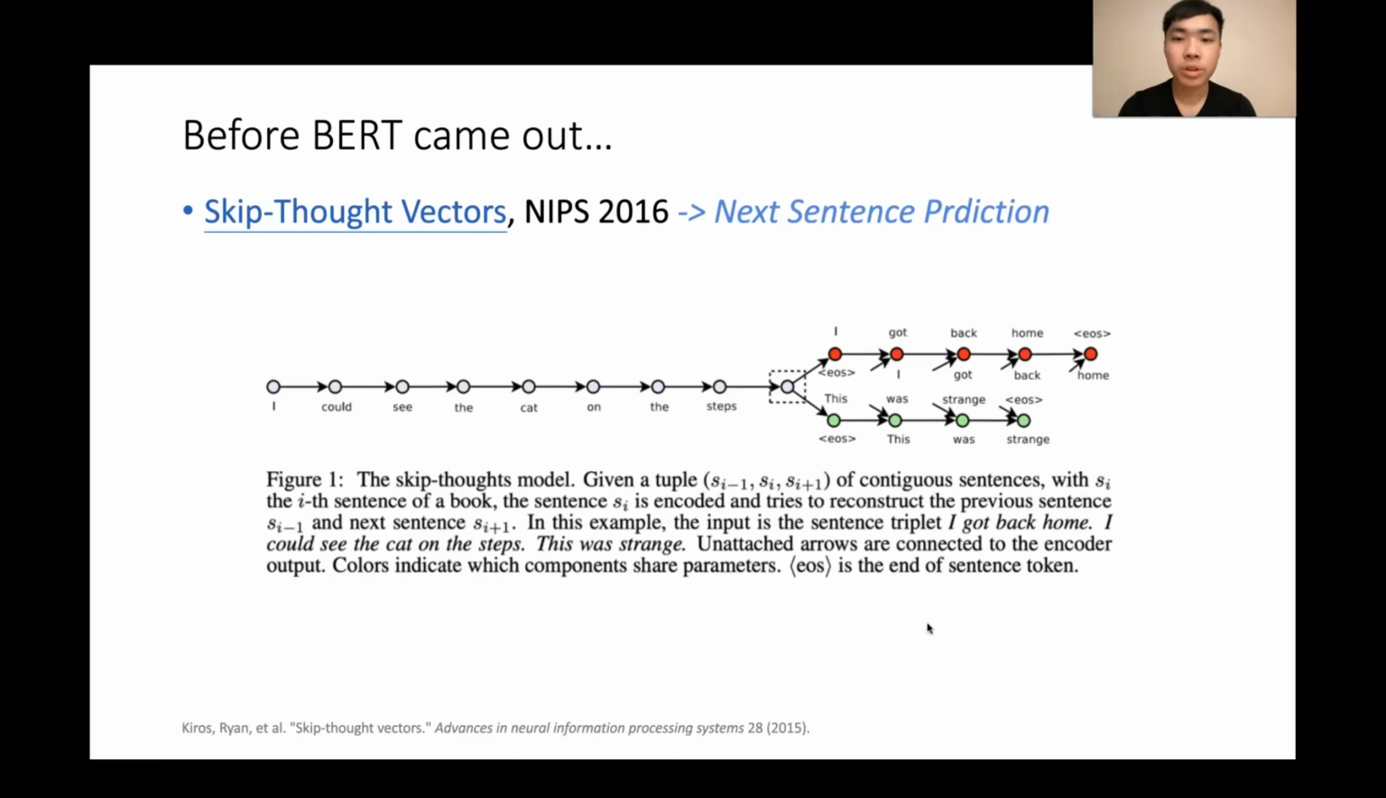So let's go back to the time before BERT came out. Before BERT came out, there were already some papers working on sentence embeddings. For example, in Skip-Thought Vectors in 2016, they tried to train a sequence-to-sequence model to encode the previous sentence and then decode the next sentence. So the vector between the encoder and decoder can be seen as a sentence embedding for the previous sentence, and we can use that vector as a good sentence embedding.